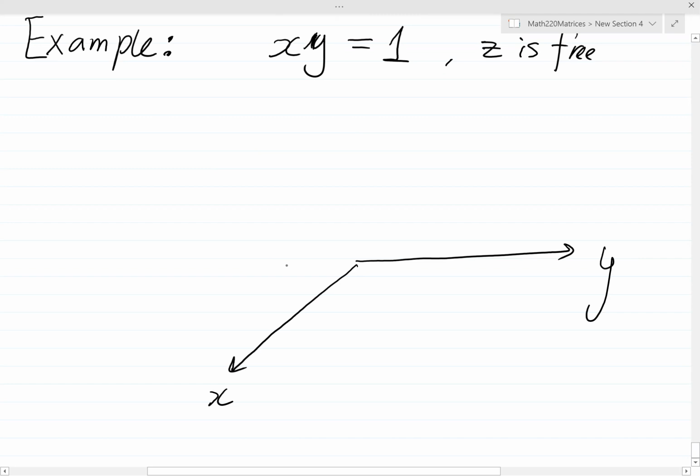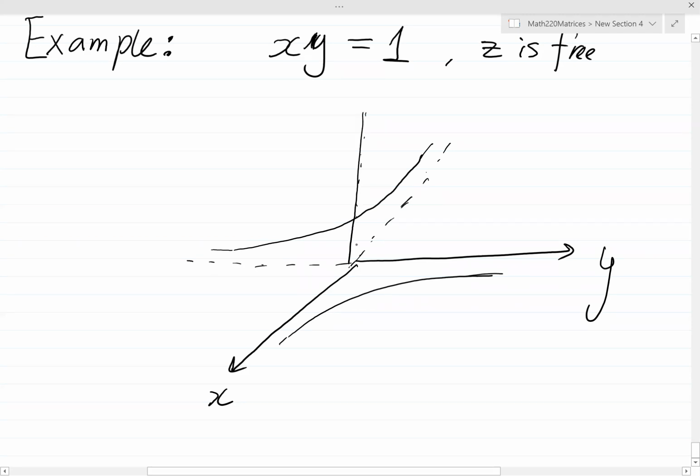Now the hyperbola x times y equals 1, or y equals 1 over x, looks like this. We are plotting it on the xy plane. It has a horizontal and a vertical asymptote. Now we actually have a z direction. Z is perpendicular to this, so we add a z direction.